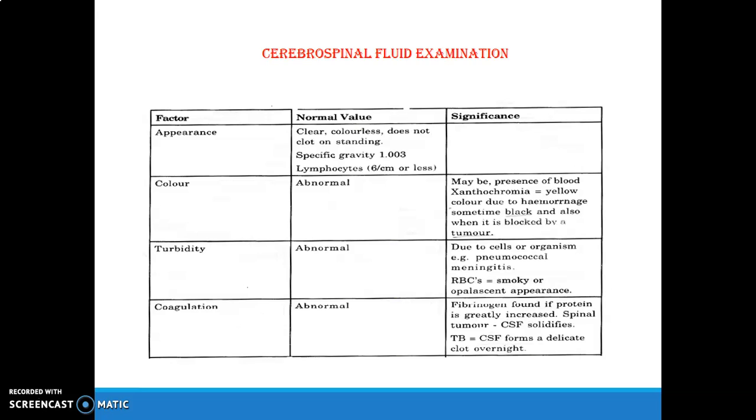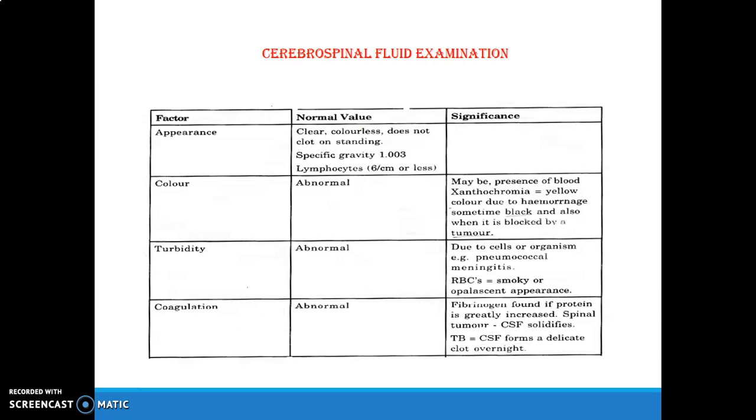Then cerebrospinal fluid examination. So first is the factor appearance. It should be clear, colorless, does not clot on standing, with a specific gravity of 1.003 and lymphocytes 6 per cubic millimeter or less. Color abnormal: there may be presence of blood, xanthochromia, a yellow color due to hemorrhage, sometimes black, and also when it is blocked by a tumor.